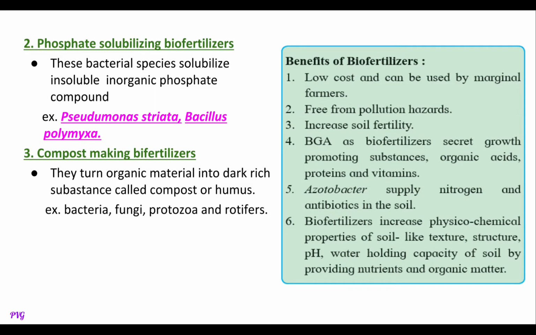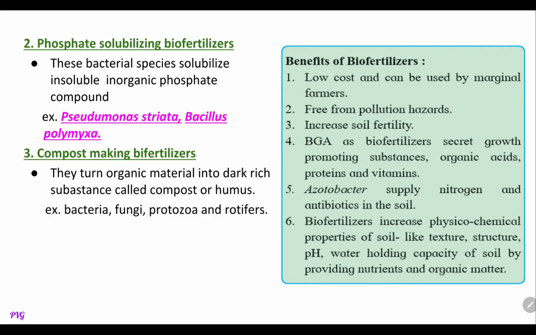Then the second type, phosphate solubilizing biofertilizers. These are bacterial species that solubilize insoluble inorganic phosphate compounds. For example, Pseudomonas striata and Bacillus polymyxa. Besides this, Agrobacterium, Micrococcus and Aspergillus species are also phosphate solubilizing biofertilizers. Then the third type is compost making biofertilizers.